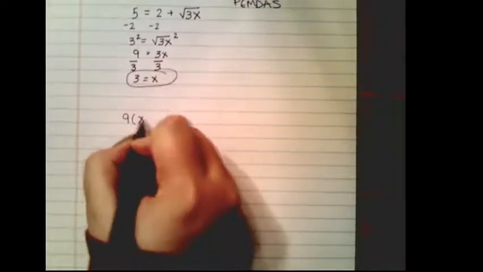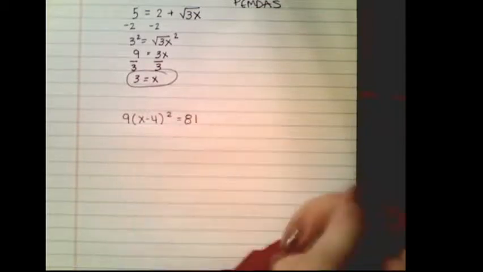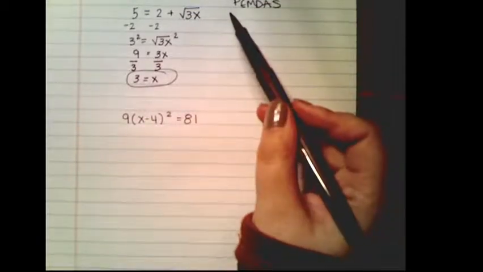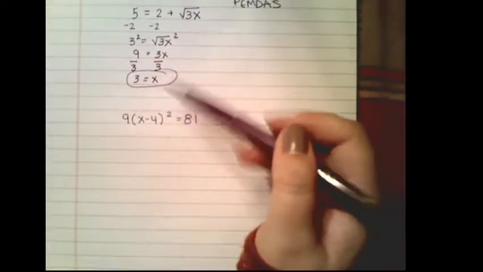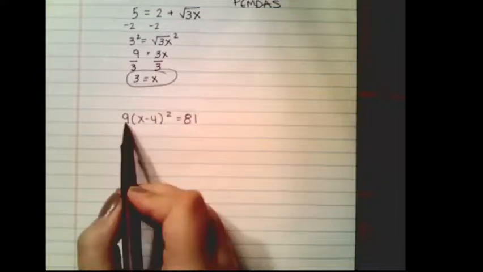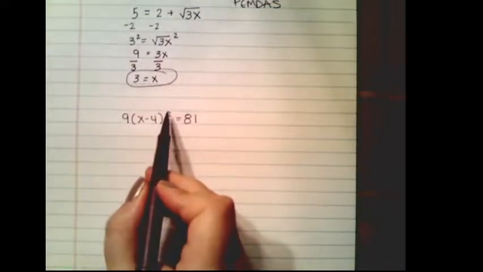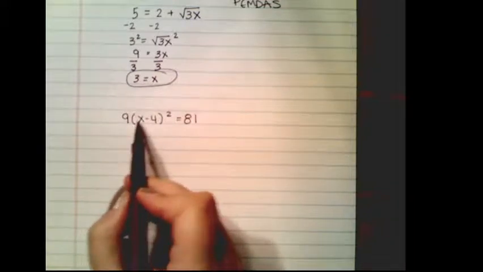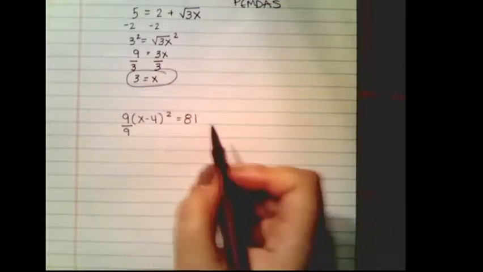9(x minus 4) squared equals 81. First we need to get rid of the parentheses. So parentheses means something multiplied. Do we have anything multiplied? We do. That 9. That means we need to get rid of the 9 before the squared because the 9 is connected to the parentheses. So to get rid of that, divide by 9.